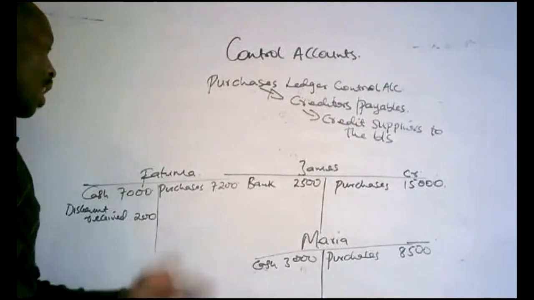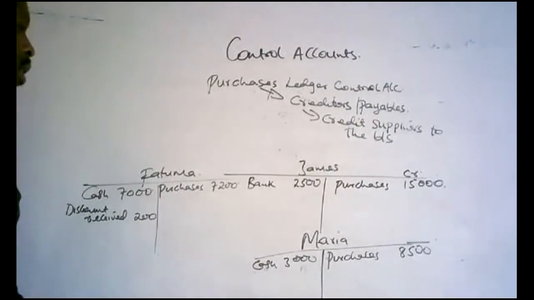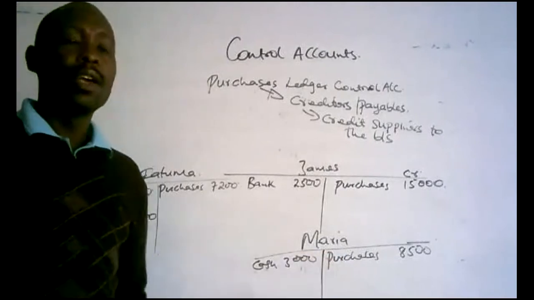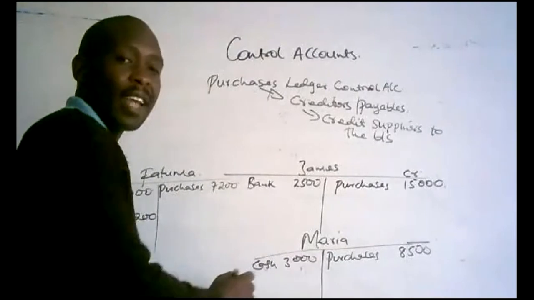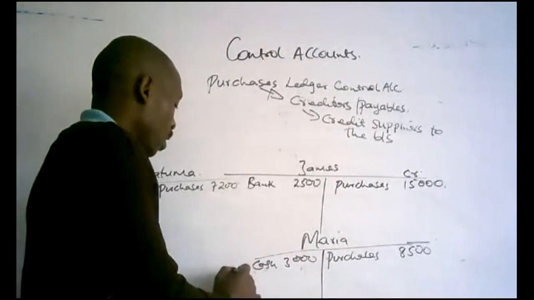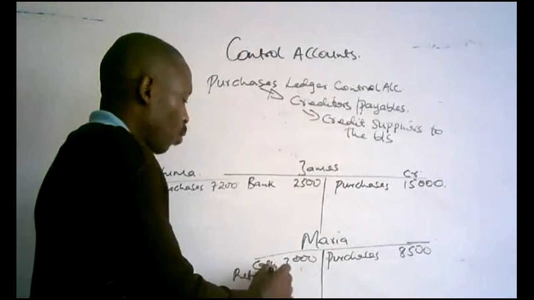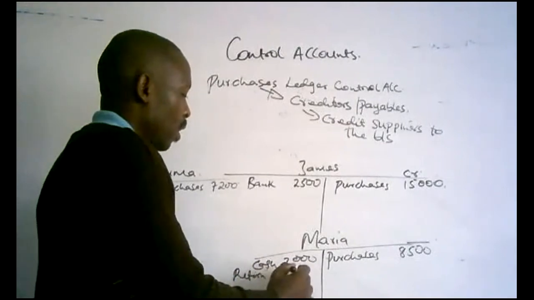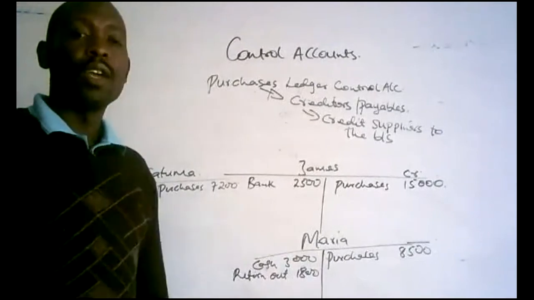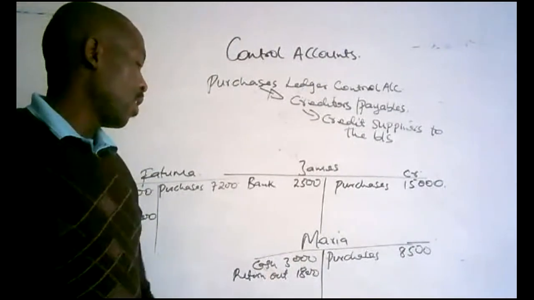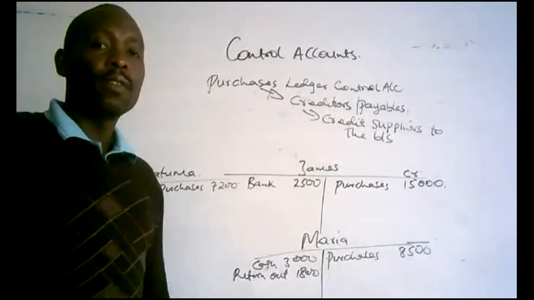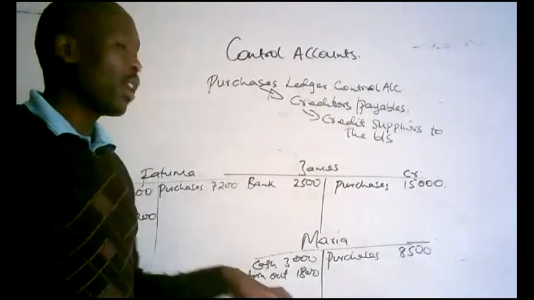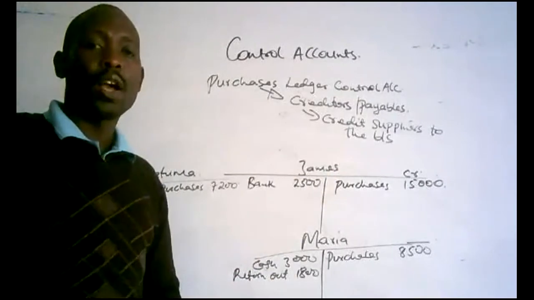And other things, maybe on this particular person, Maria, yes, we bought goods of 8,500, we have paid 3,000, but we have returned some goods, what we call return outwards, maybe of 1,800. We have returned goods to him or to her of 1,800. Then it is going to be on this side because it is reducing the debt. So you realize that this is more like the opposite of the debtors control account.